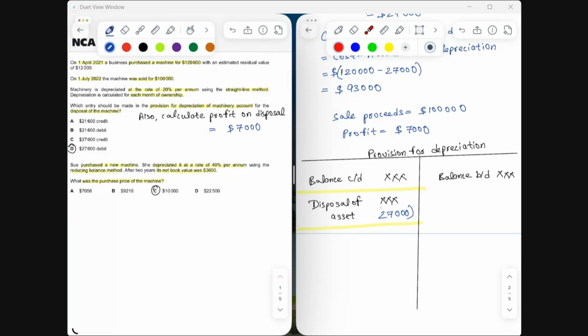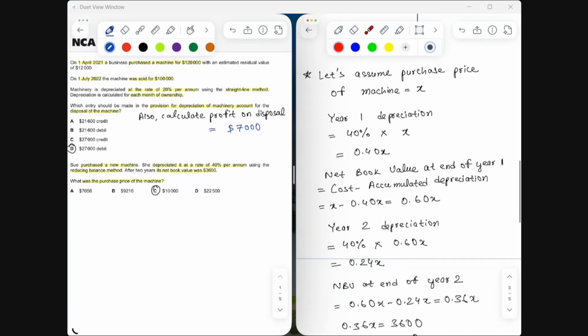Now let's start with the second question, which involves some algebra. Sue purchased a new machine. She depreciated it at a rate of 40% per annum using the reducing balance method. After 2 years, its net book value was $3,600. What was the purchase price of the machine?